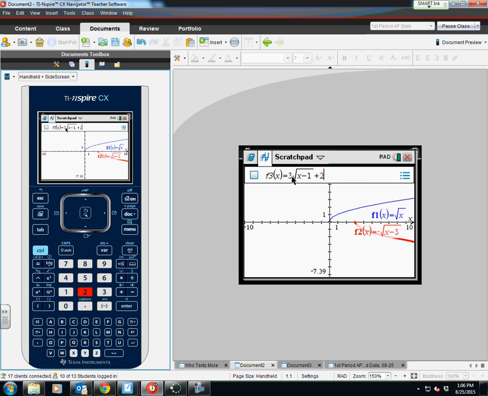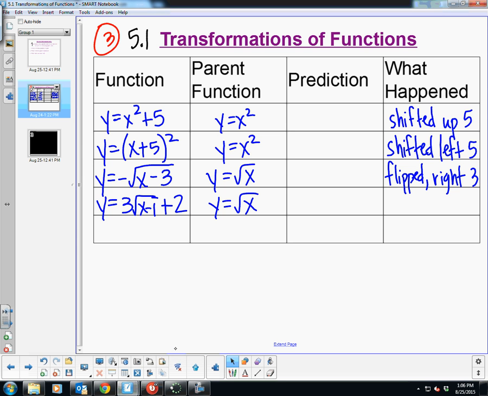So once we enter that, graph it. Okay, what happened here? What do you think the 3 did to the graph? Okay, made it steeper. Good. What about the minus 1? Right 1. And the 2? Up 2. So we're going to say it's steeper. Right 1, up 2.